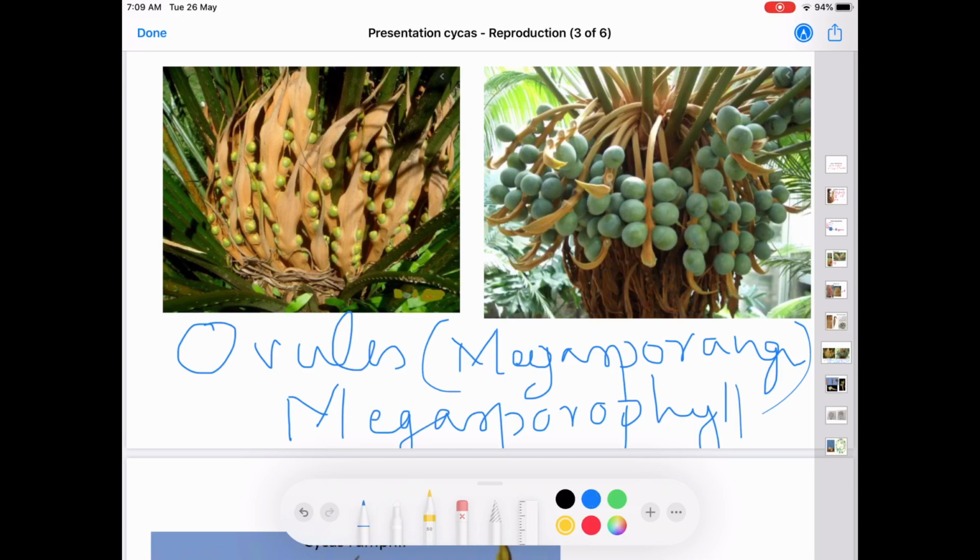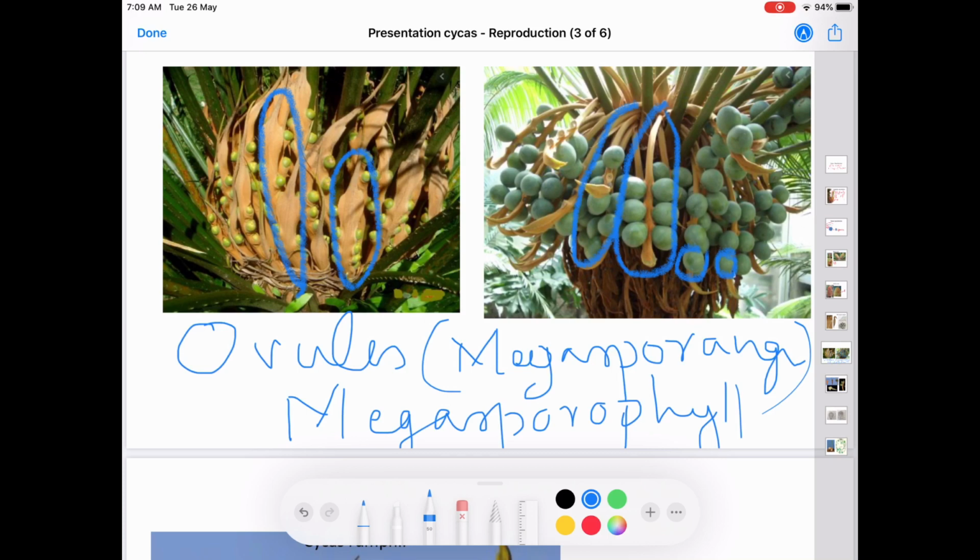Here you can see numerous megasporophylls. See this. These are the megasporophylls. Numerous megasporophyll. Here also numerous megasporophyll. And these small ball-like structures are the megasporangium. The megasporangium and the megasporophyll are not arranged in the form of a cone.